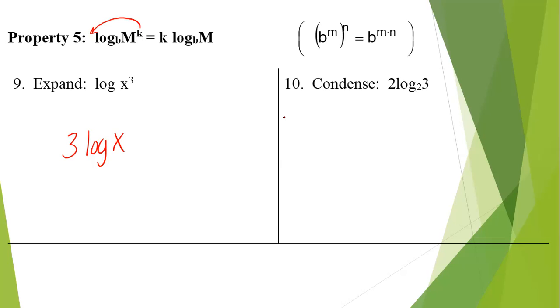All right. When we condense, we're going the other way. Instead of it being my constant, it's going to become my power. So we have log base 2 of 3 squared. And what does that equal? Log base 2 of 9. The constant becomes the power of the x.